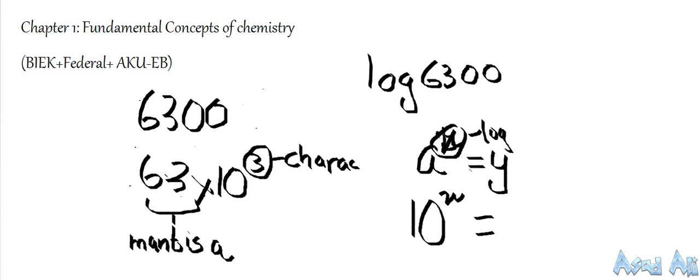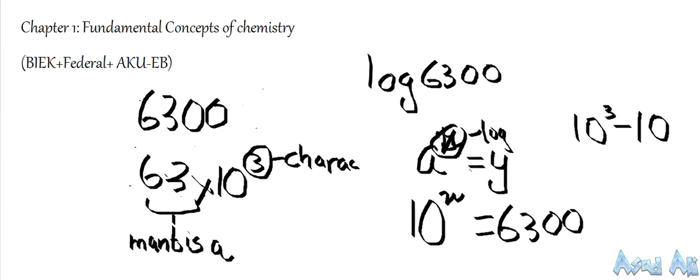Now, on the right side, y, we write the value 6300. Now you can see the value of 6300 lies between thousands and 10,000. That means it lies between 10 raised to the power 3 and 10 raised to the power 4. So the value of x will lie between 3 and 4. The calculator will answer in between.